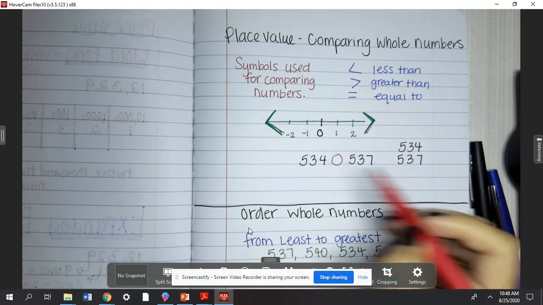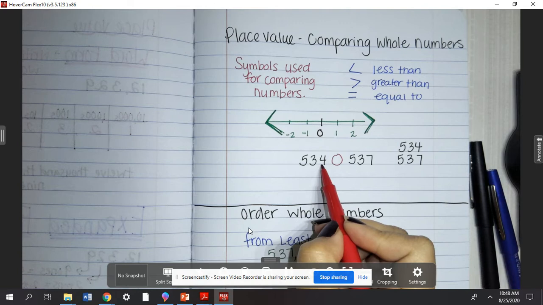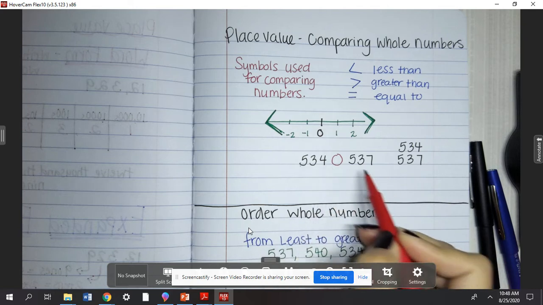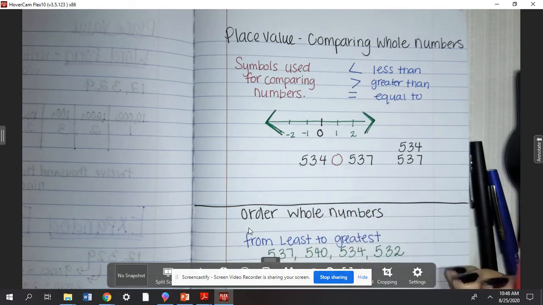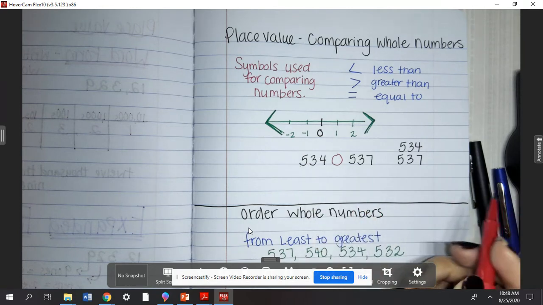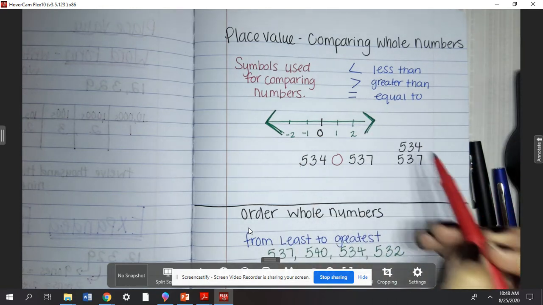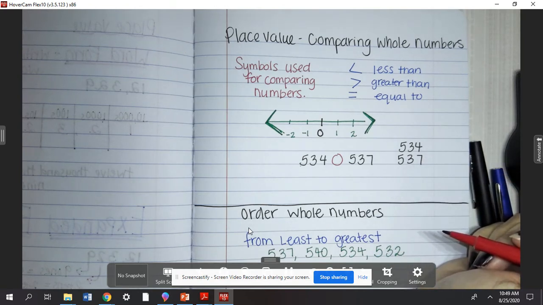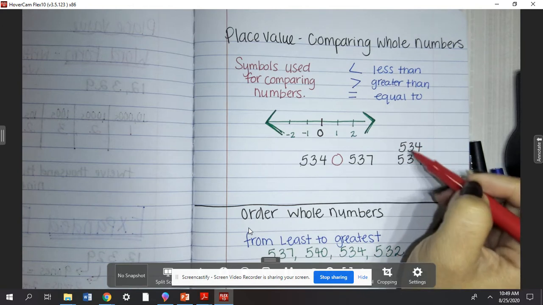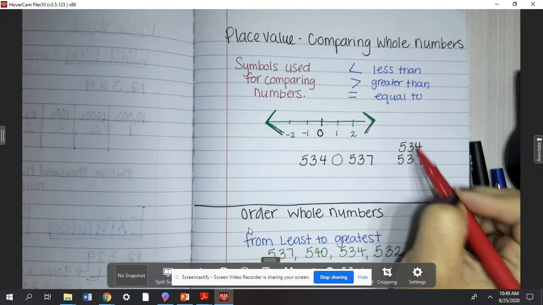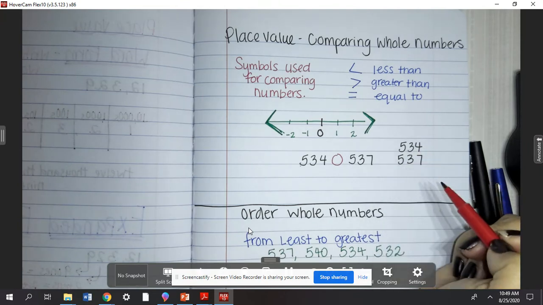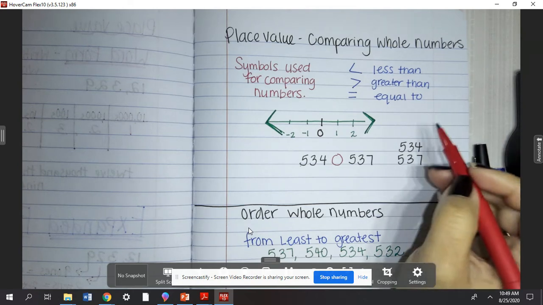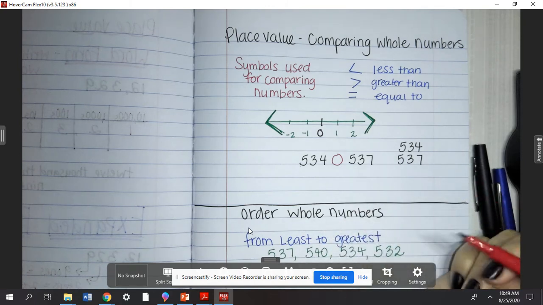So we're going to look at an example here. So we have 534. What symbol is going to go here so I can properly compare 534 and 537? One of the things I want you guys to start getting used to is whenever you see these numbers and you're comparing, you're going to start writing them on top of each other. One of the reasons why we do that is we're going to start doing decimals. And it is very, very important that when you line up your numbers on top of each other, you line them up according to their place value. That's going to be a really cool and easy way to see which numbers are less than or greater than. And it's also going to help when we start putting them in order.